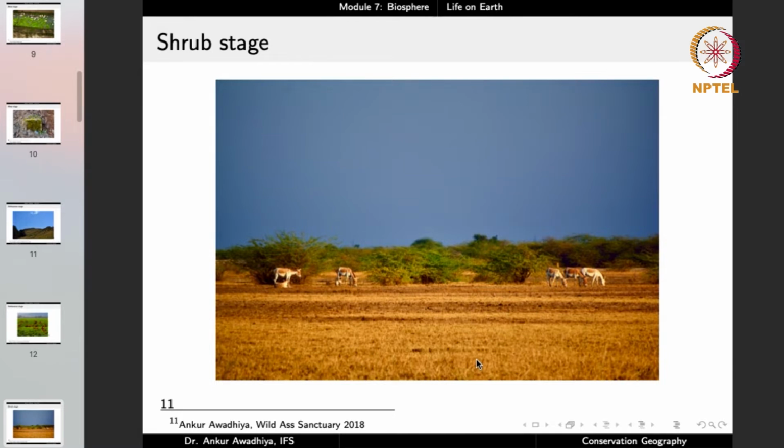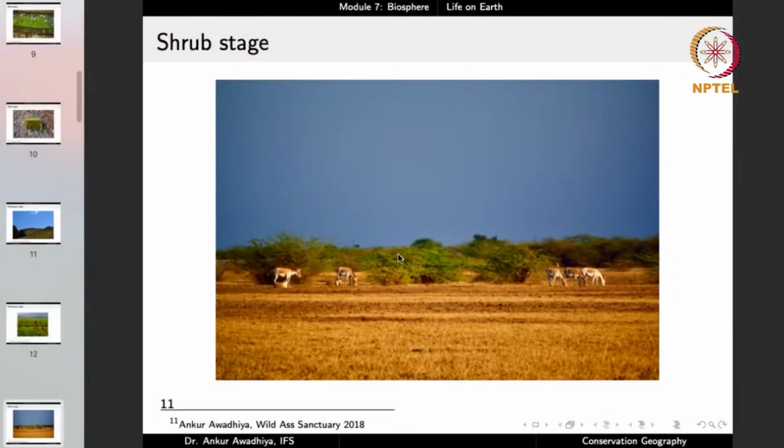After the grass stage, next will be the shrub stage, where we will have plants, typically woody plants, but they are of a short height, and they also do not have a main trunk. Essentially, all the branches just start from the ground level. So after the herbs, next will be the shrub stage.